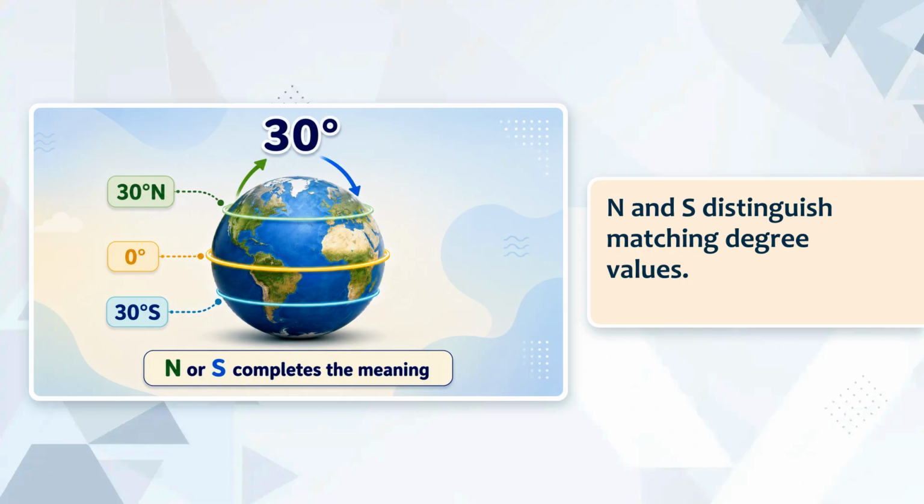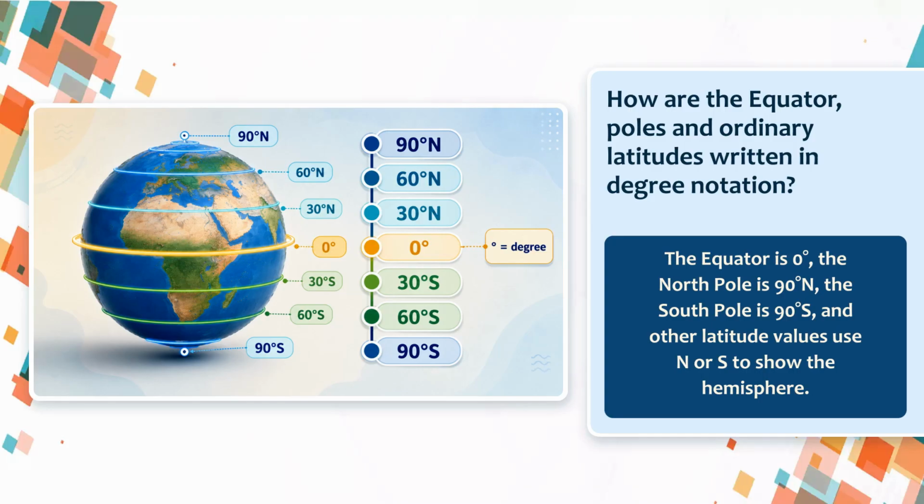The matching 30-degree lines reveal why the letter matters. N and S distinguish matching degree values. Omitting the letter can point to the wrong hemisphere. Read the middle, endpoints, and matching values.